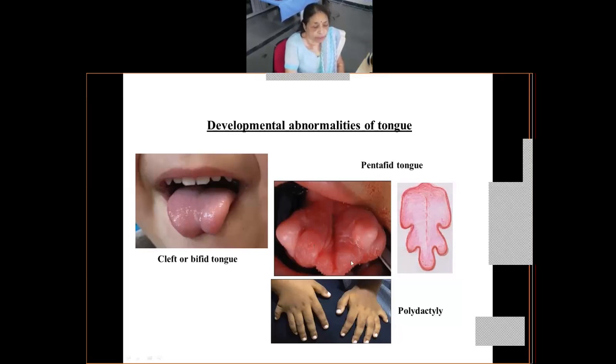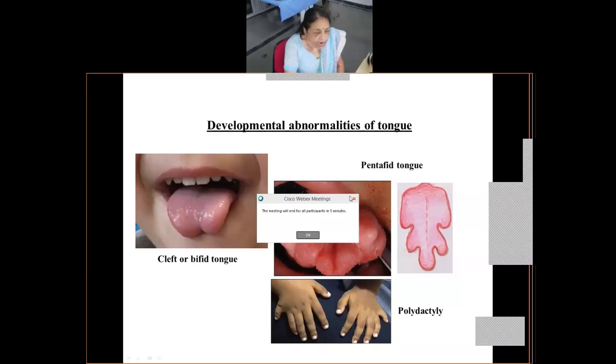Now they have found recently, in 2015 or 17, one tongue which is associated with polydactyly. Okay, so that is the pentafid tongue.